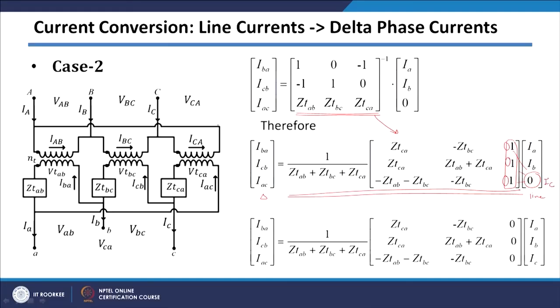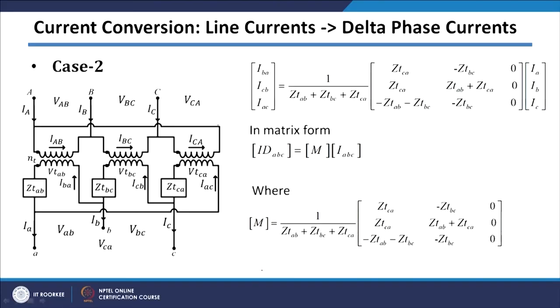Anyway, IC is getting multiplied by 0, so it will not change anything with respect to the equations. So, instead of 1 1 1, I am putting 0 here, and instead of 0 I am putting IC. So, again we have got the required matrix here, which converts your delta phase currents, line currents into your delta phase currents, in case there is a zero sequence path available.